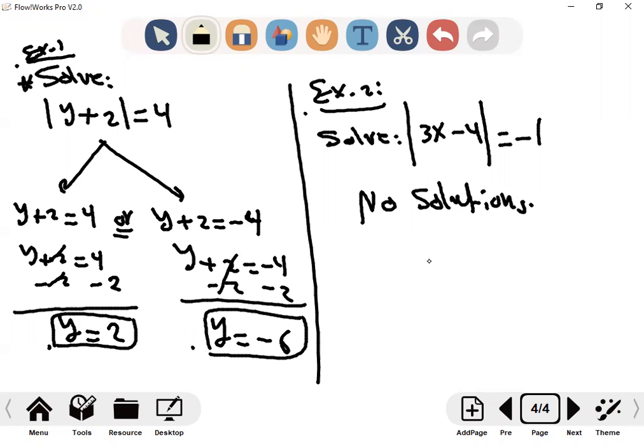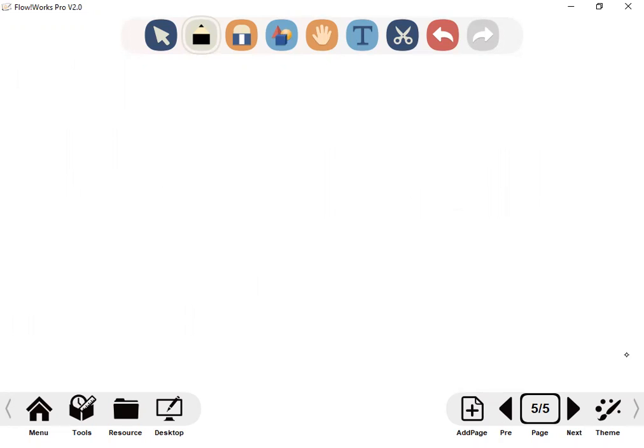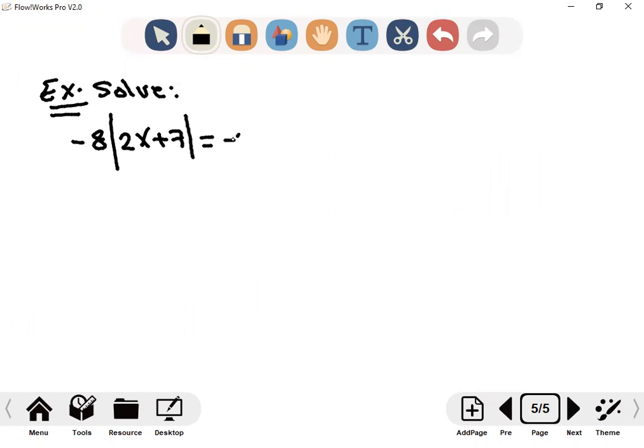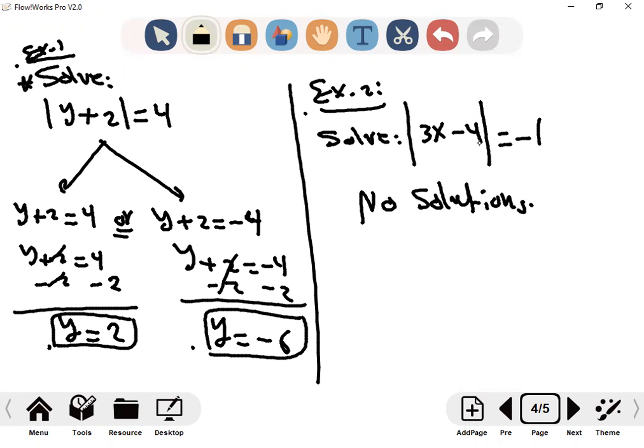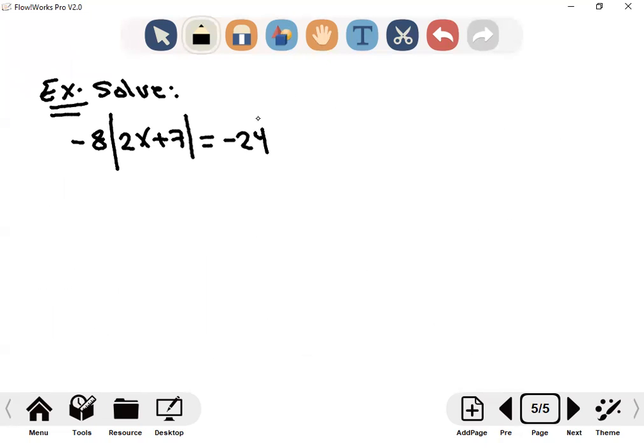I will give you an extra example from me. For example, solve negative 8 multiplied by the absolute value of 2x plus 7, all equal to negative 24. Now in the previous example, we said because the absolute value is negative, then there is no solution. But here it is negative also, but it's not alone. It's multiplied by negative 8.